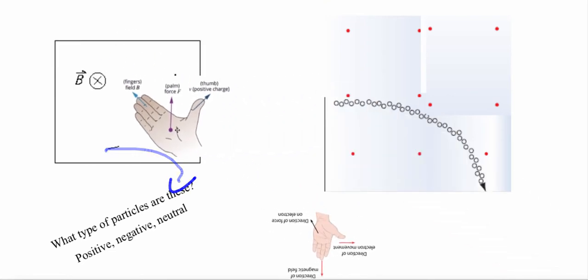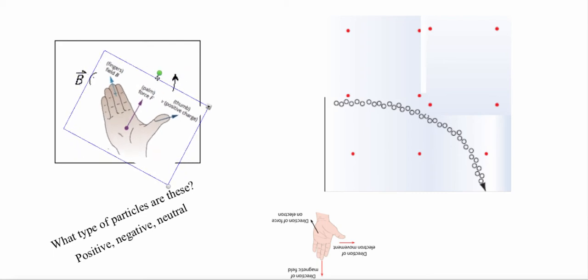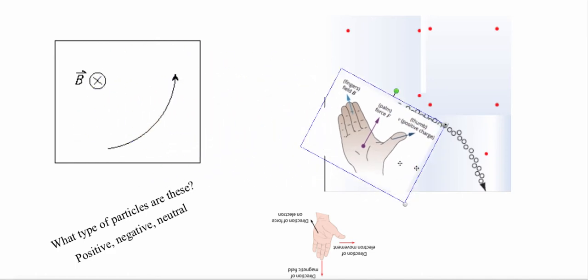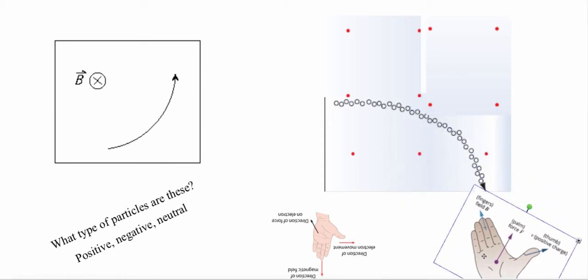If I use my right hand, like we said, it's going into the page. So if I put my right hand into the page and my velocity coming out, what's going to end up happening is my force is going to be going upward. And that's what's happening here. My charged particle is curving upward. So that must mean this one here is going to be a positive, because it's the right hand that matches what's happening in this diagram.